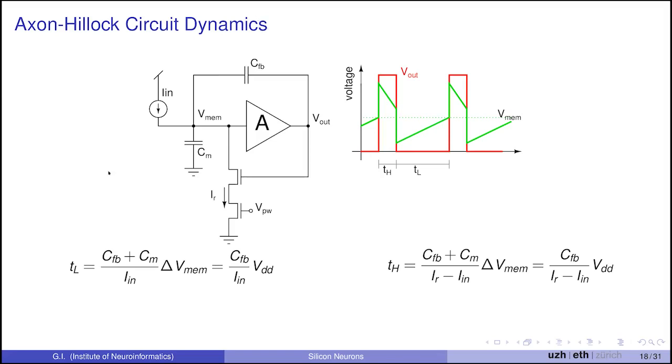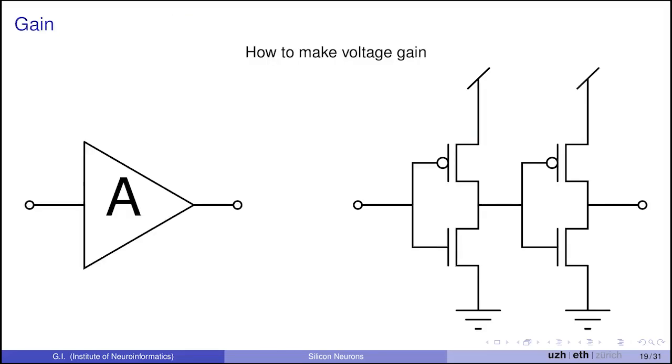This was the axon-Hillock circuit, but we still don't know if we want to put it on chip. We still don't know how to implement this amplifier in CMOS. So what is the easiest way to implement a non-inverting amplifier? The most compact way is actually to use two inverting amplifiers. If you have a NOT or an inverting amplifier, and you just have two of them, then you can implement a non-inverting amplifier. And I hope you remember how this works.